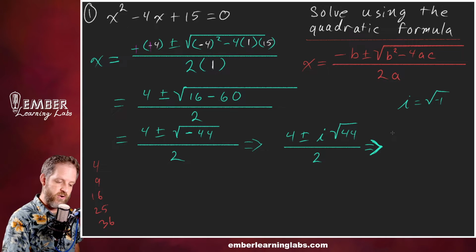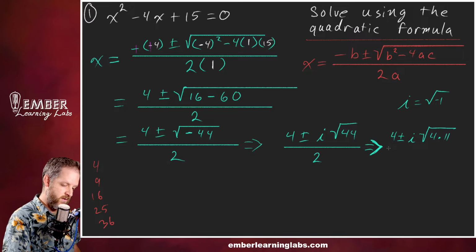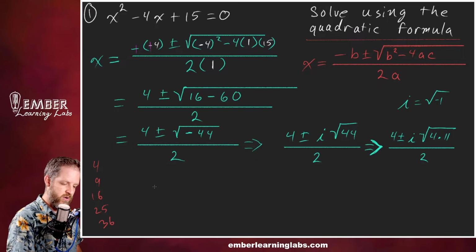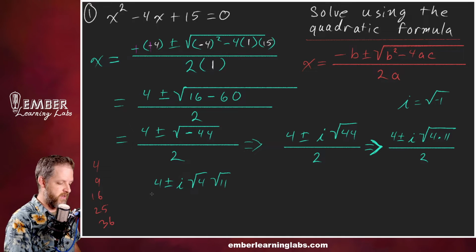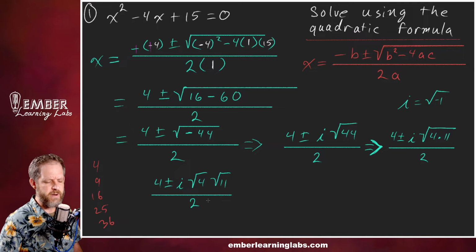So we can turn this into 4 plus or minus i times the square root of 4 times 11, over 2. And we can turn that into 4 plus or minus, I'm really walking this out deep here, you're welcome, the square root of 4 times the square root of 11, because there's a postulate, I think it is. I stumbled on my words because I was trying to remember whether it's a postulate or a theorem, and I think it's a postulate. I don't know.